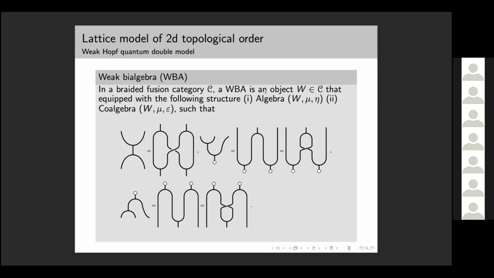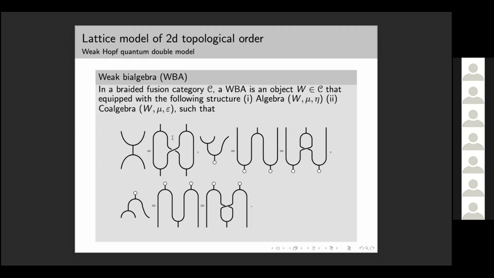The first structure is an algebra structure. In this algebra structure, there are two morphisms. One is mu, the product morphism from W tensor W to W. And there is another morphism called eta, the unit morphism, from the tensor unit to W. And there is also a co-algebra structure, with delta and epsilon. Delta maps W to W tensor W, and epsilon maps from W to the tensor unit.